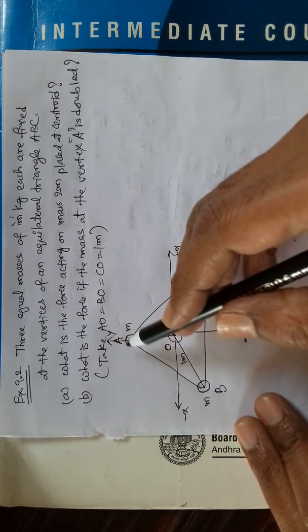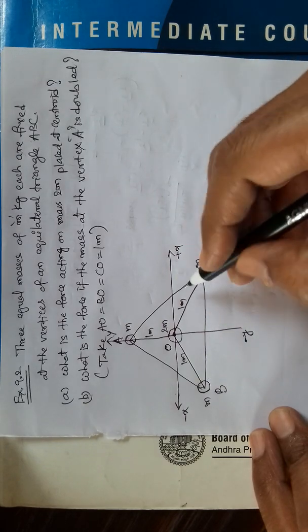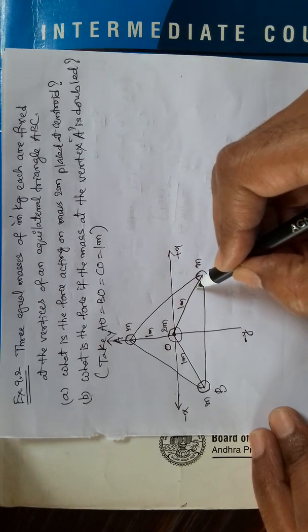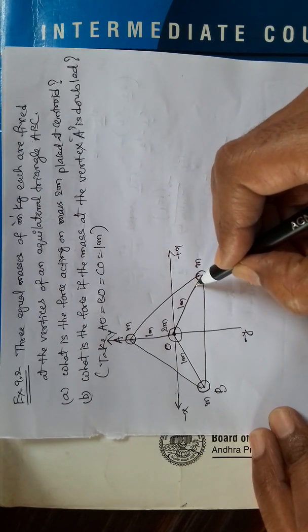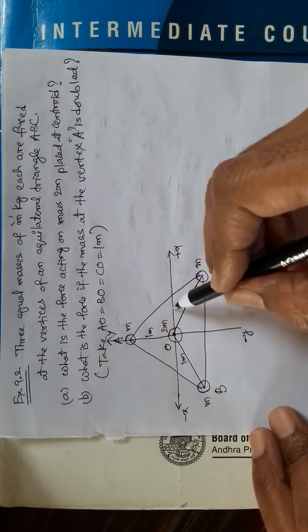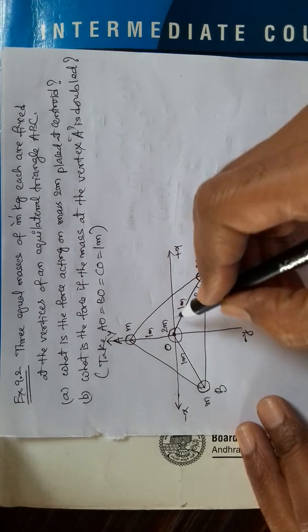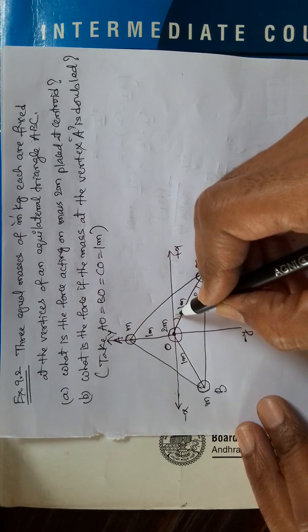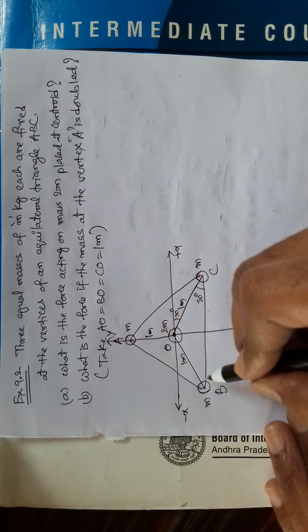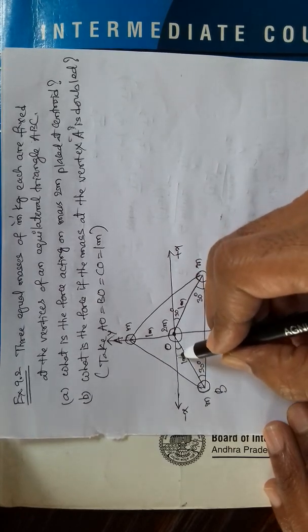Since this is an equilateral triangle, at each vertex the angle will be 60 degrees. If this is 60 degrees, this will be 30 degrees. These two are parallel to each other, and if this is 30 degrees, this also is 30 degrees. Alternate angles are equal. Here 30 degrees and here also 30 degrees.